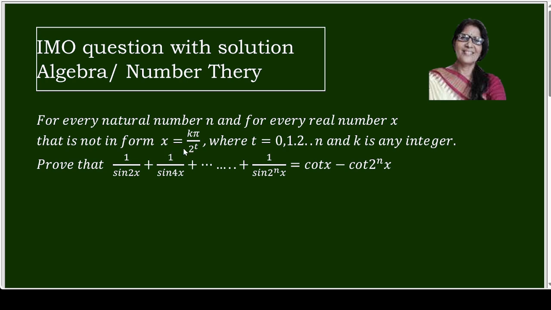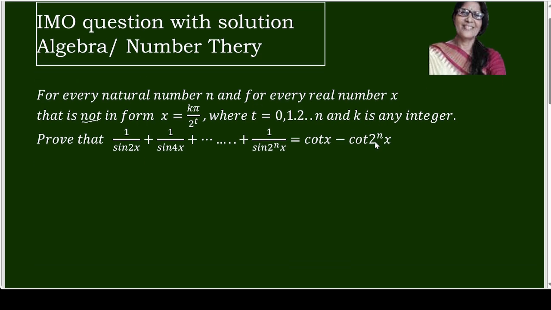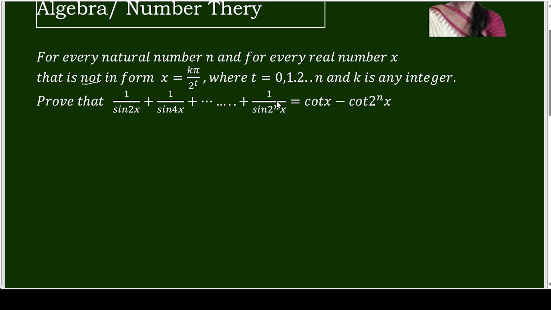First we should understand this statement. x equals k pi over 2 to the power t. x cannot be in this form, because at that time the expression will not be defined, where t equals 0, 1, 2, 3 up to n, and k is an integer. Okay, so first let us write the formula.